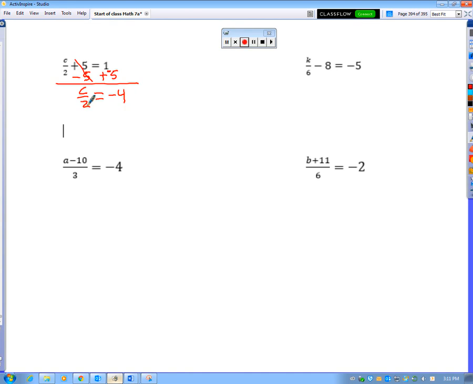I got to cancel off this 2. This is c divided by 2. I want to do the opposite of dividing by 2, so I'm going to multiply by 2 over here to get that to cancel. And then I'm going to do the same thing over here to this side.